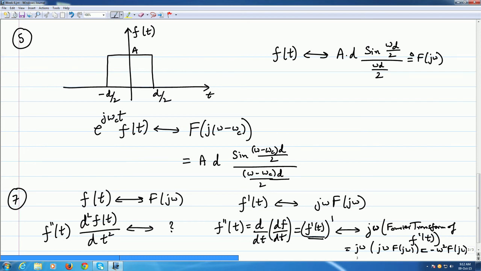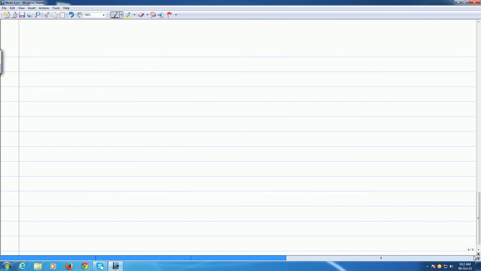So, you repeatedly use the differentiation property, you can do any derivative. Now, if you want to do the third derivative, you once again use this, multiply it by j omega, and you will keep getting the third derivative, fourth derivative and so on. Okay, so that is the idea. That is question number 7.